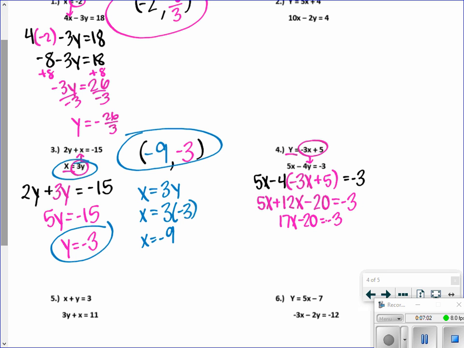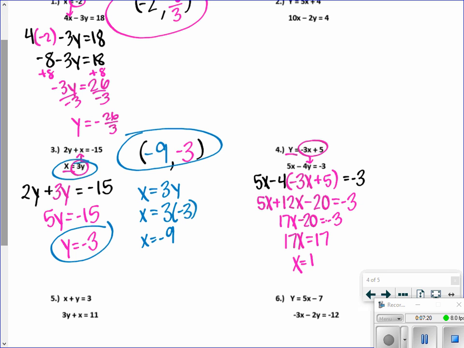Are we good so far? Yes. Then what? Add the 20? Okay. Add the 20, so that would be 17, the negative 3 plus 20? Yeah. So what's the x value? 1. Okay.